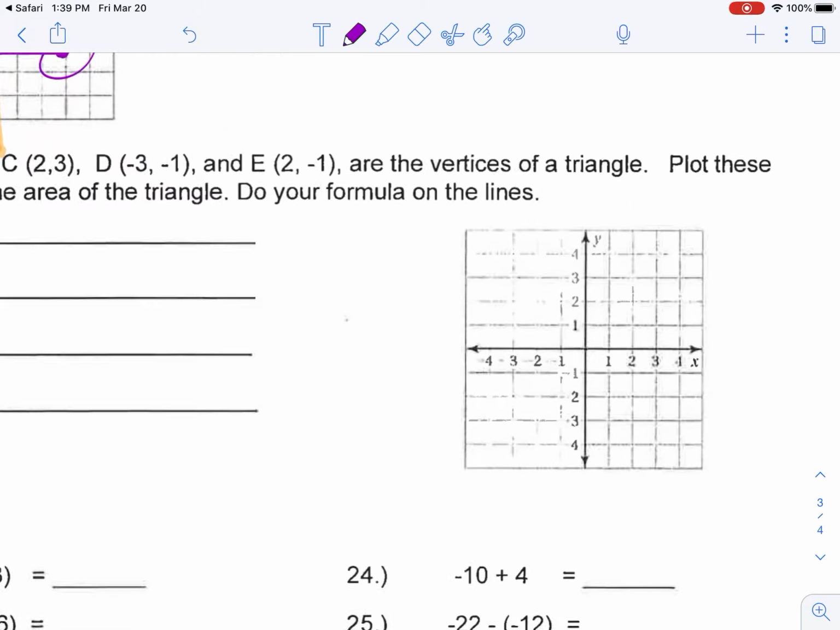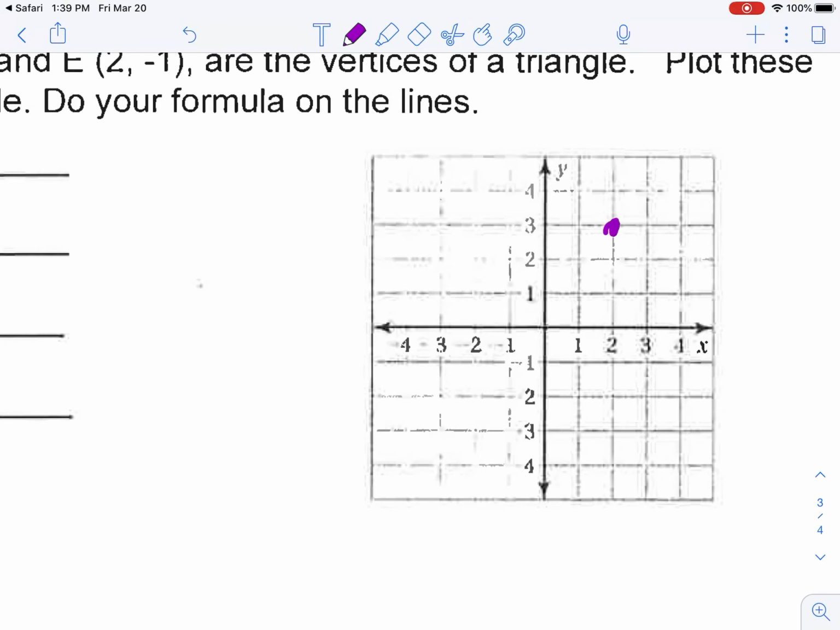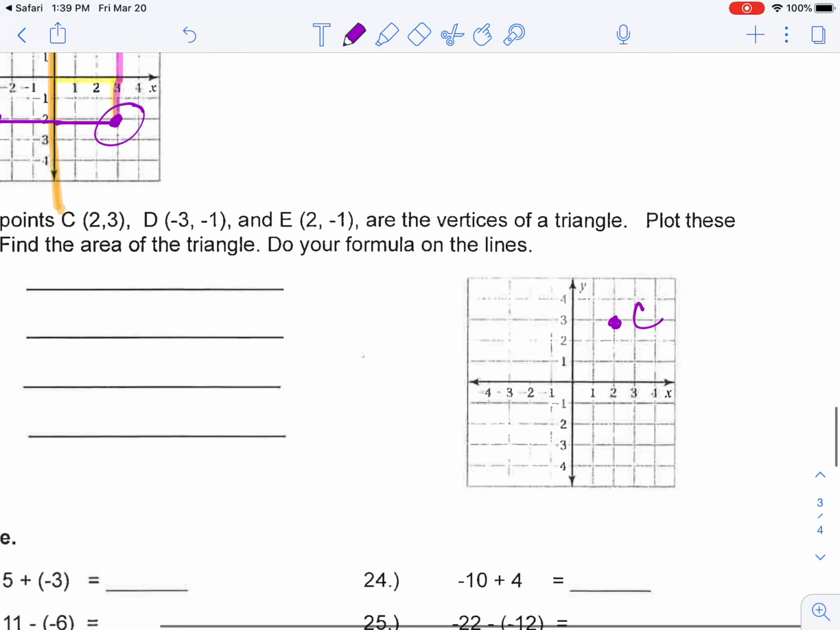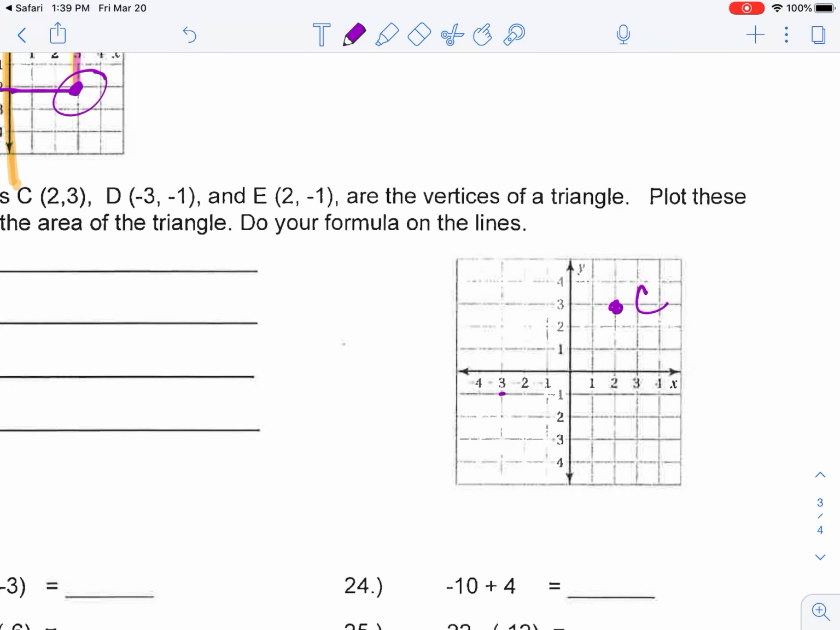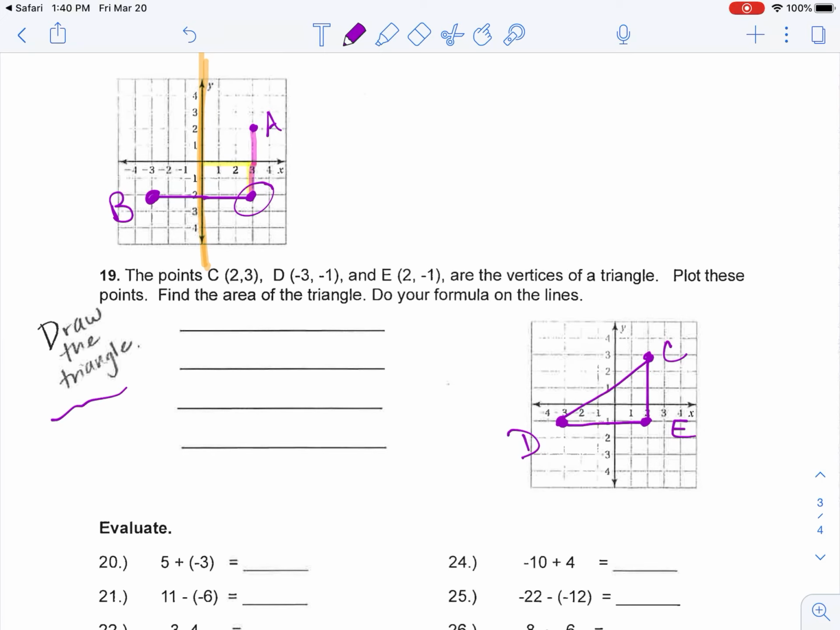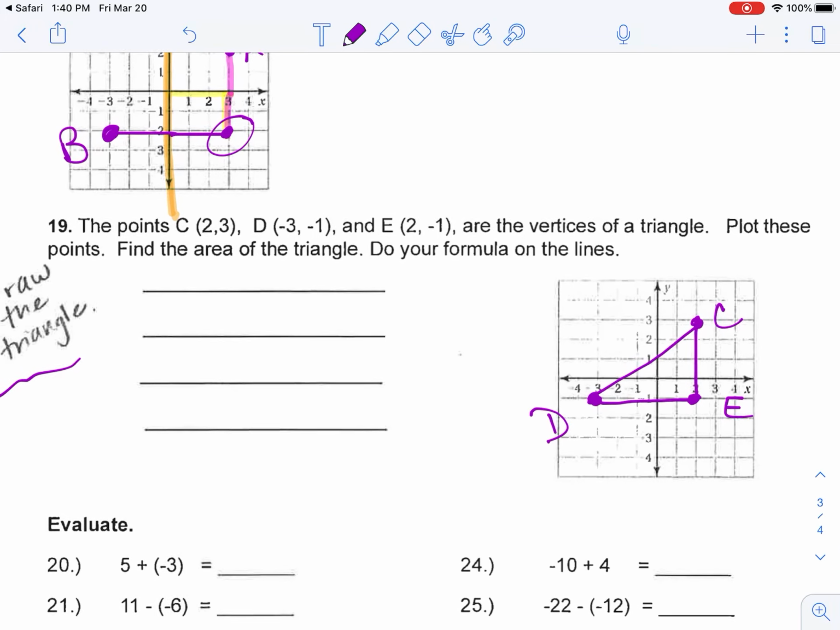Point C is going to be at 2, 3, to the right 2, up 3, and let's label them. D is at -3, -1, meaning to the left 3 is negative, down 1 is -1. That's our D. And E is +2, -1, and we're labeling that one E. Once we connect our dots, it told us it was going to form a triangle, and it did. Okay. And now we're going to find the area of that triangle.